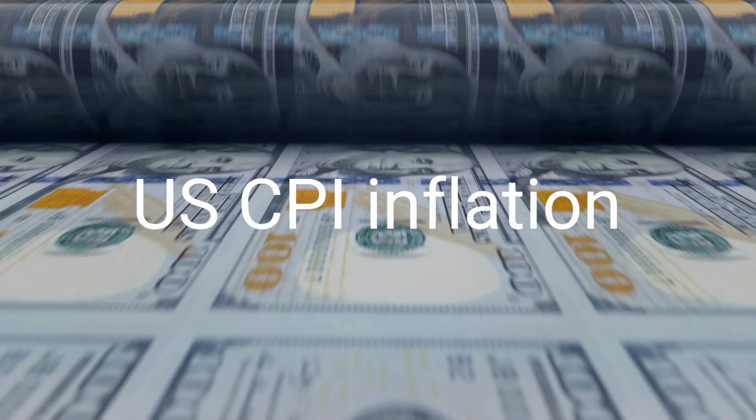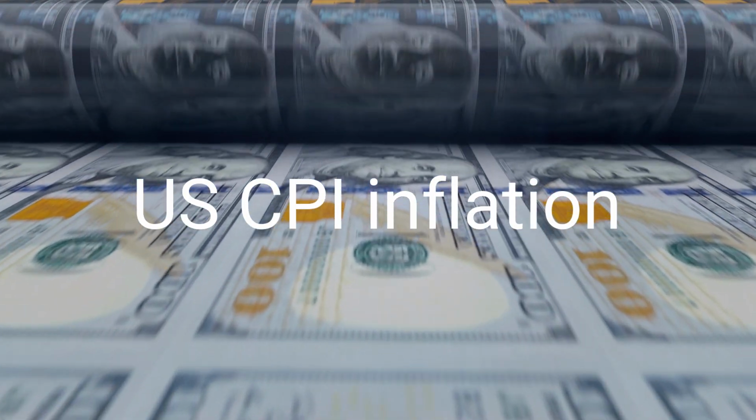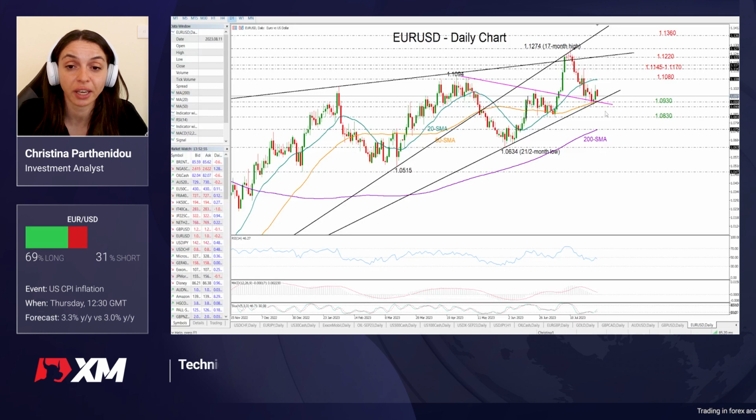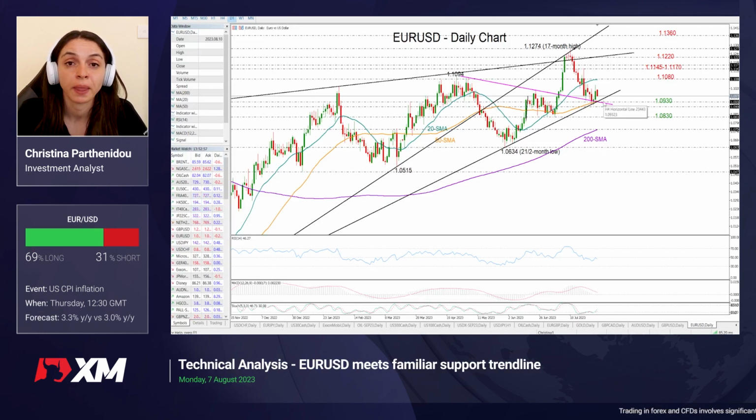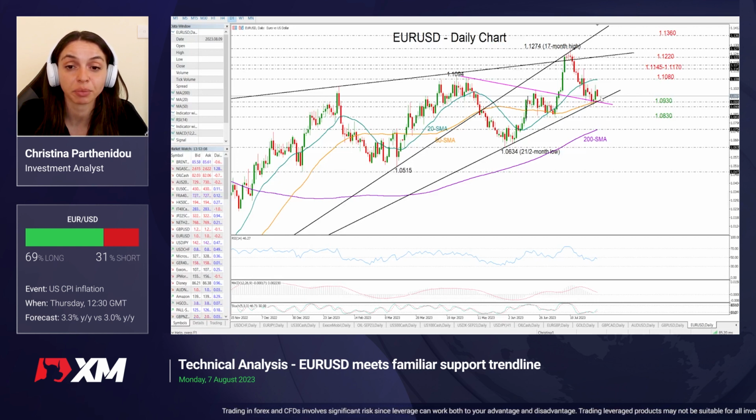So starting first with euro dollar and US CPI inflation figures, which will be released this Thursday. Expectations are for a pick up to 3.3% year on year in the headline inflation, which could raise some concerns that the battle against inflation is not over yet. Perhaps it could increase the odds for a 25 basis point rate hike in September, especially after the rebound in wage growth data last Friday.